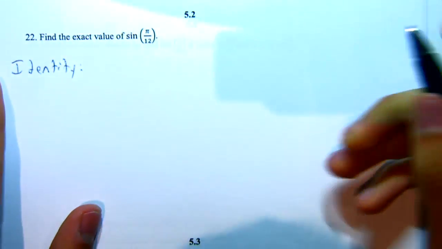So find the exact value of sine of pi over 12. So here we're going to want to use an identity, since we know that pi over 12 is not in our unit circle, so it's not something we just look at and find the answer to. This one we can use, since this is from 5.2, the following identity will work. My pen's dying.